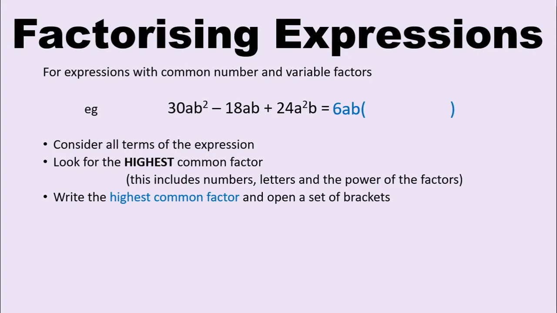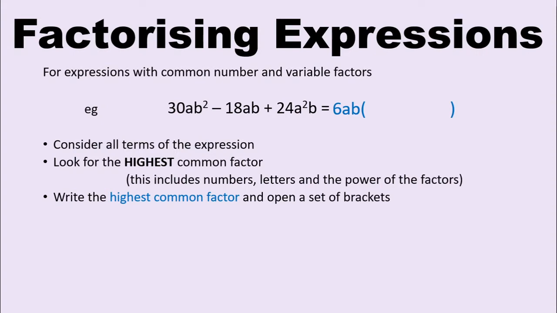So in this example, looking at 30ab squared minus 18ab plus 24a squared b, I can see that all three of those terms could be divided by the number 6. 30, 18, and 24 have 6 as a highest common factor. Then I also look at the letters, the variables, and I see that all three terms have a and b in them. The first term has a and b squared, but the second term only has ab, so I can't factor out b squared. So my highest power for a and b as the highest common factor is simply ab.